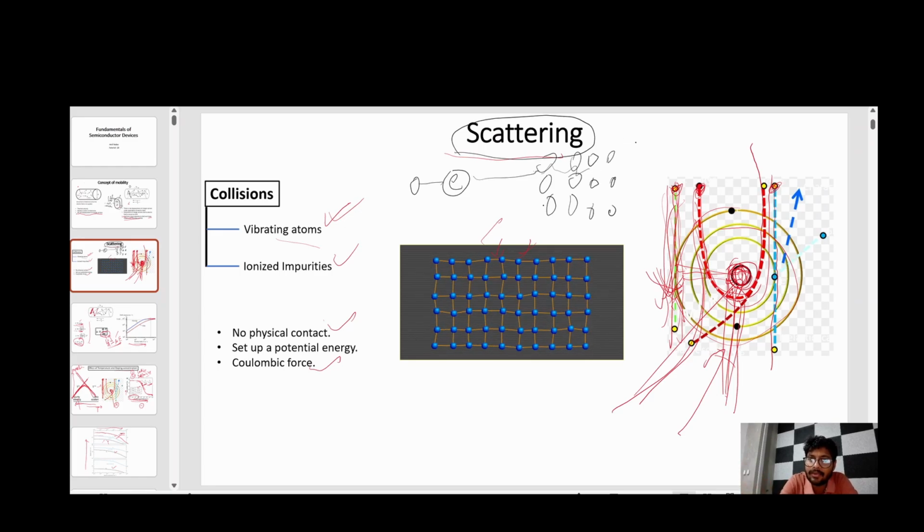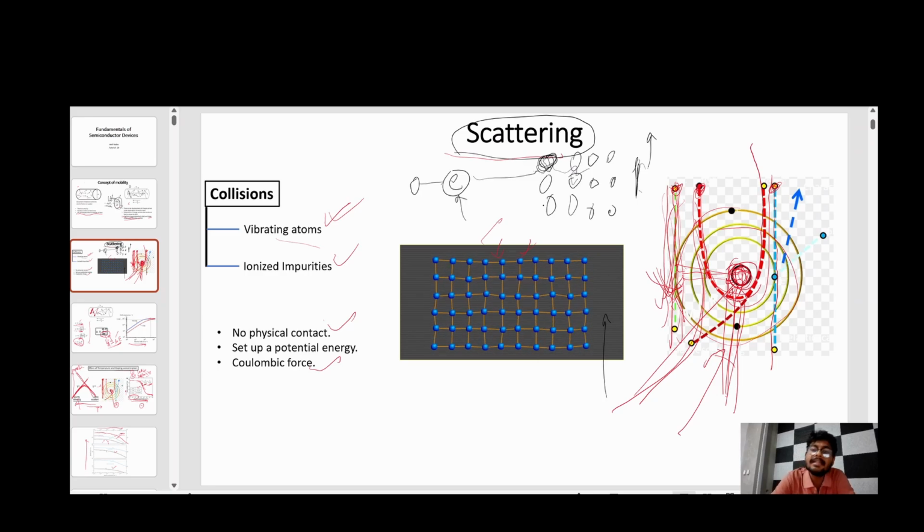If you increase the temperature, two things will happen. One is the motion of these atoms at their positions, they will vibrate. Another thing is, when you increase the temperature, the velocity of this electron or hole will also increase due to that.